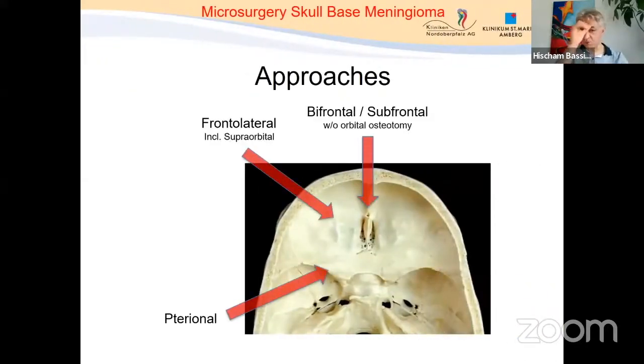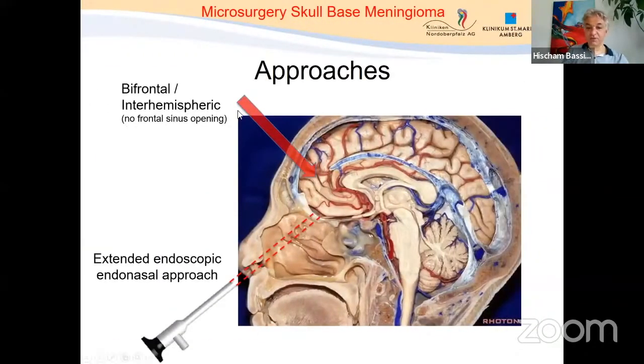So what types of approaches have we got? You've got the bifrontal, subfrontal approach with or without orbital osteotomy. You've got the frontolateral approach, as I've already shown you, with a modern variant of mini craniotomy, the supraorbital keyhole approach, and you've got the pterional approach from posterolateral. Further, you've got the bifrontal interhemispheric approach, that's to say without opening of the frontal sinus, and you've got, of course, the extended endoscopic endonasal approaches.